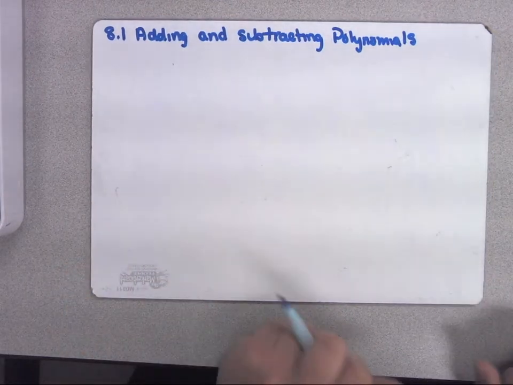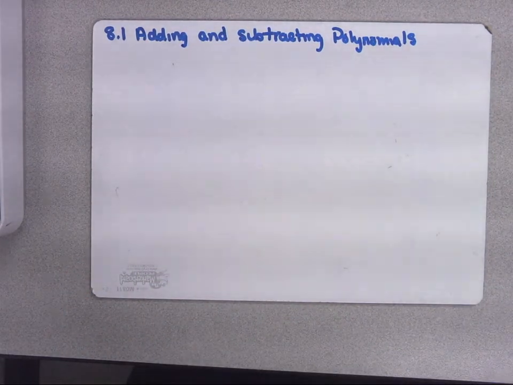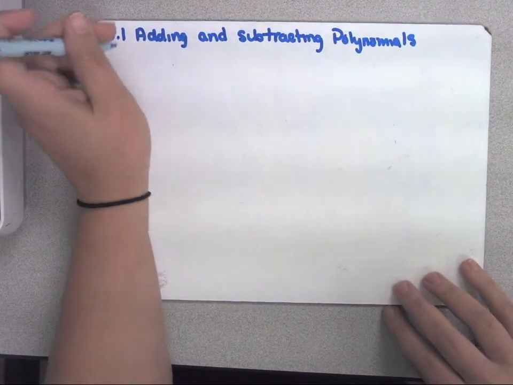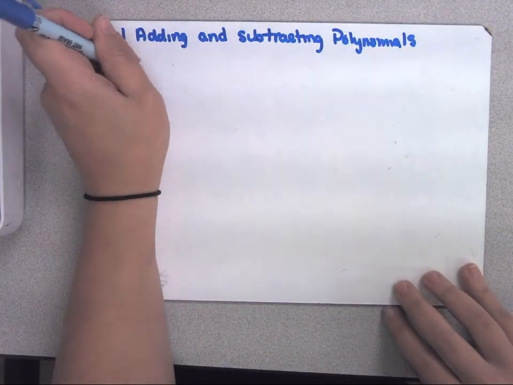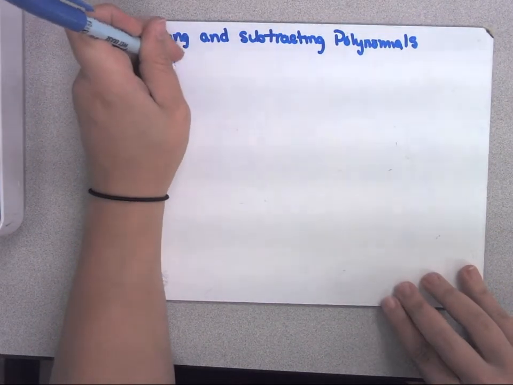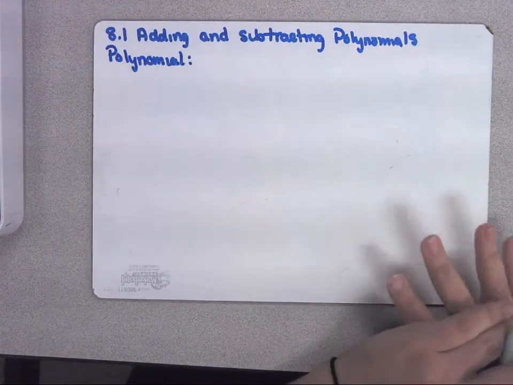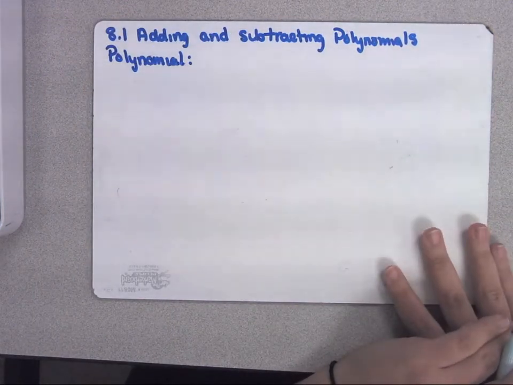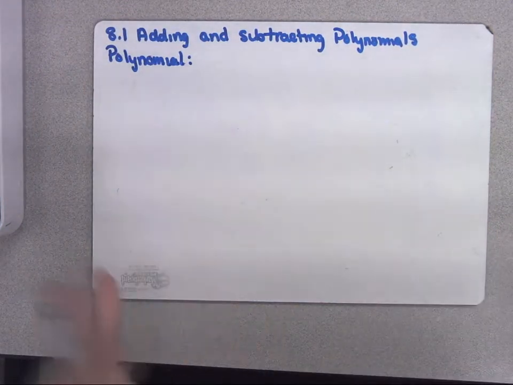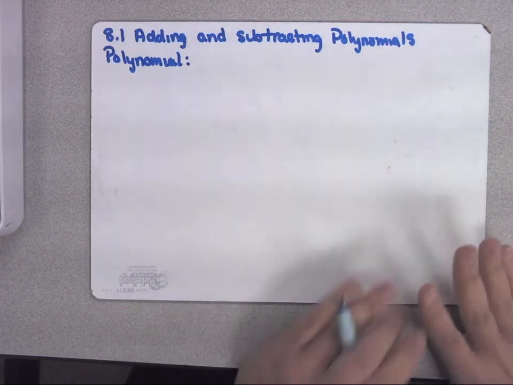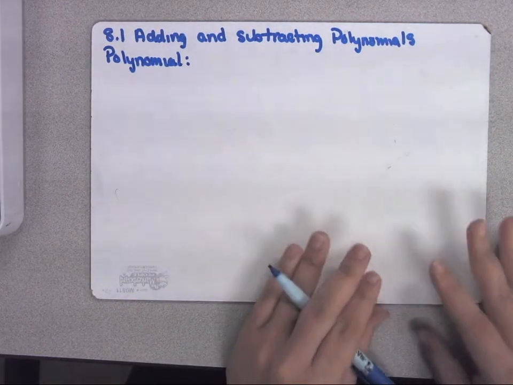Okay, so adding and subtracting polynomials. We have to learn about all these words and what polynomial means. So a polynomial is a general name, first of all, okay? We're going to learn all different types of polynomials. So it's like saying something's an animal, okay?